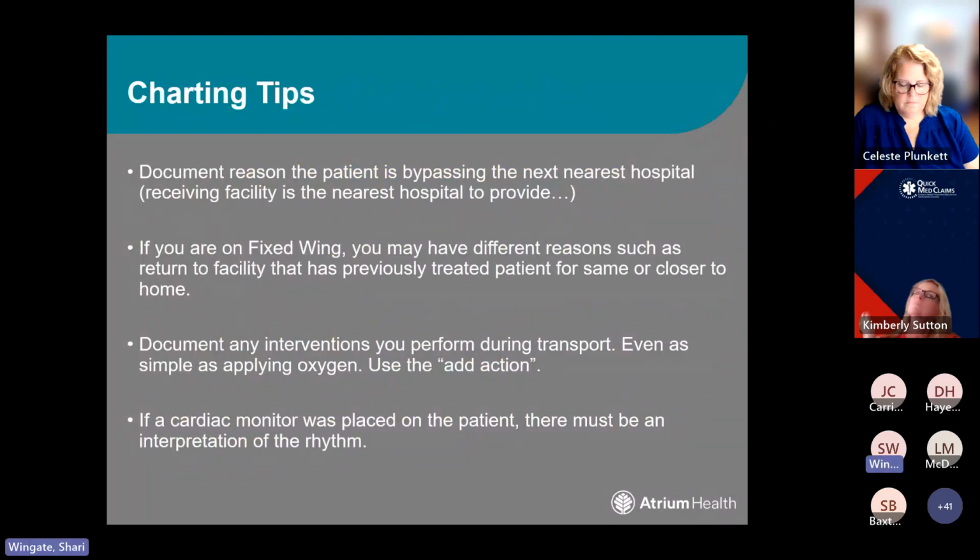So, a few charting tips. You need to document the reason the patient is bypassing the nearest hospital. You might not always know that, but most of the time you can say the receiving hospital is the nearest hospital to provide whatever advanced care. If you're on the fixed wing, that can be really challenging, because if you're going Maine to Florida, you're bypassing quite a few. You might say things like it was the return closer to home, or it was the patient's preference.